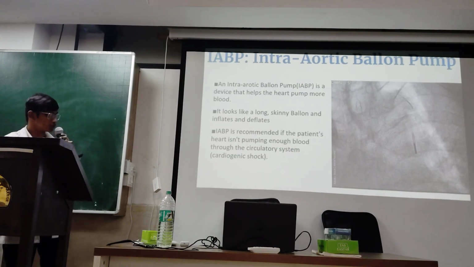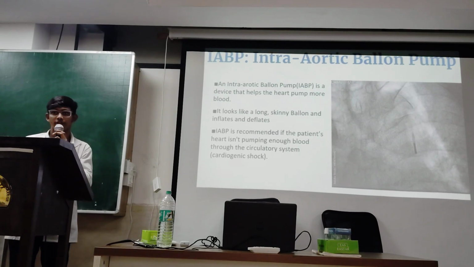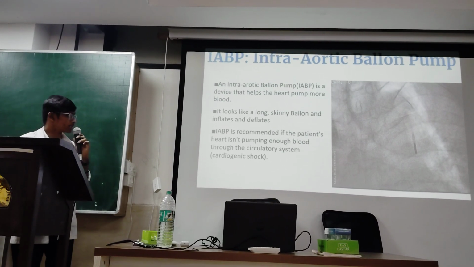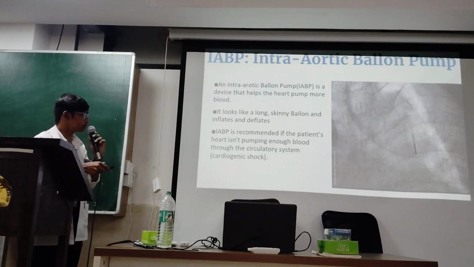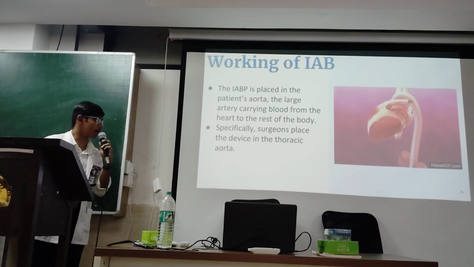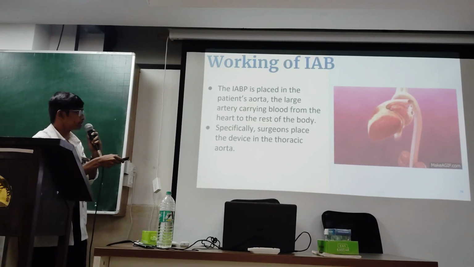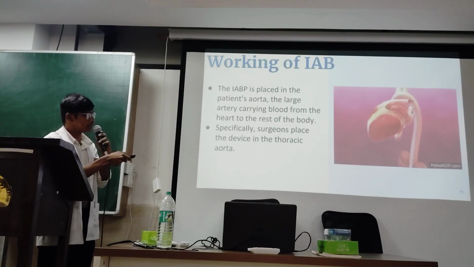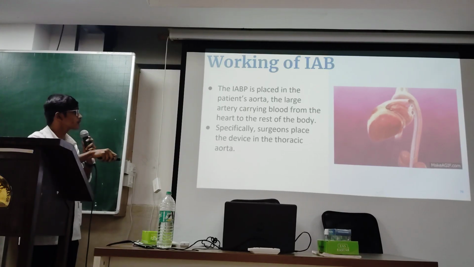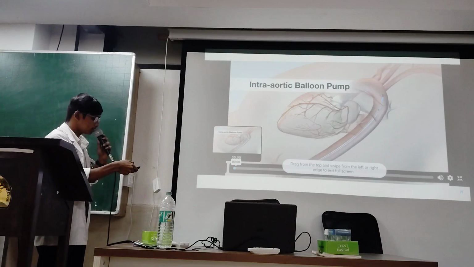Next, we come to the intra-aortic balloon pump. It also works on a similar principle, that is, it provides coronary perfusion during the diastole of the heart. It has a small, long, skinny balloon which is placed into a patient's aorta, the large artery carrying blood from the heart to the rest of the body, specifically in the thoracic aorta. As you can see from the animation, the balloon inflates and deflates according to the diastole and systole of the heart. We can see a short video which explains it in detail.